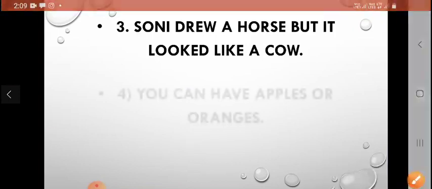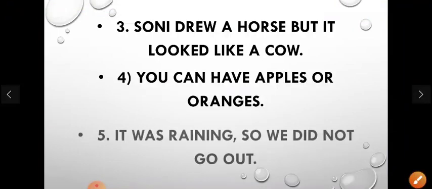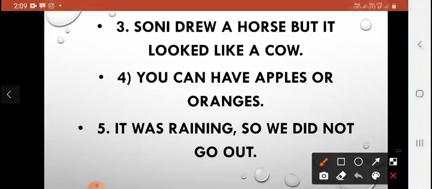Sony drew a horse but it looked like a cow. What is the conjunction here? Yes, but. Sony drew a horse, but it looked like a cow. Here, the connecting word is but.